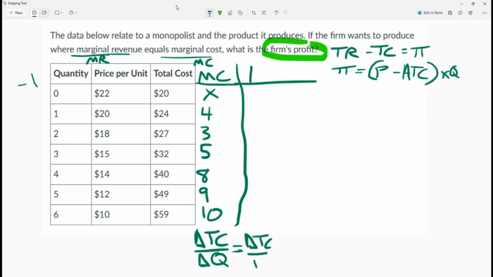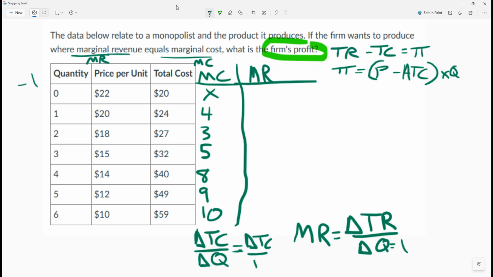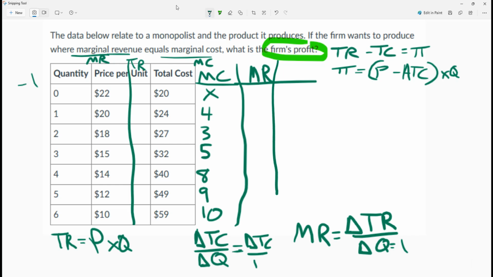Now I need to get marginal revenue. Now marginal revenue is the change in total revenue, oops, not total cost, total revenue, divided by the change in quantity. Well, in this case, again, it's just 1, so it's just going to be the change in total revenue. Well, how do we get total revenue? Total revenue is going to be price times quantity. I've said this a lot. It's the money we put in the cash register. So I'm going to put a column for total revenue right here. If you would rather put a column for total revenue like over here, that's fine too.